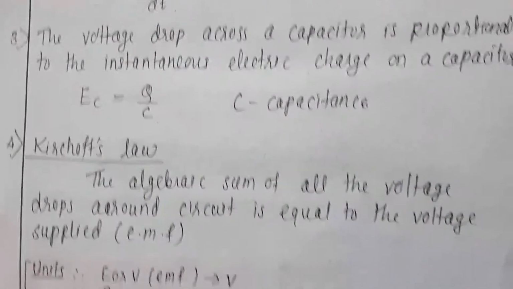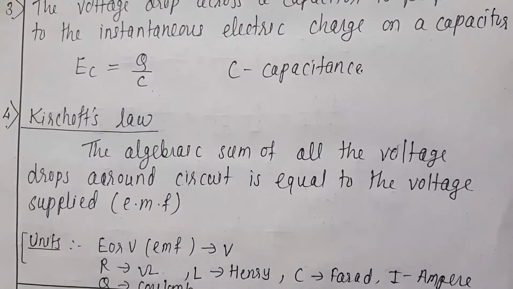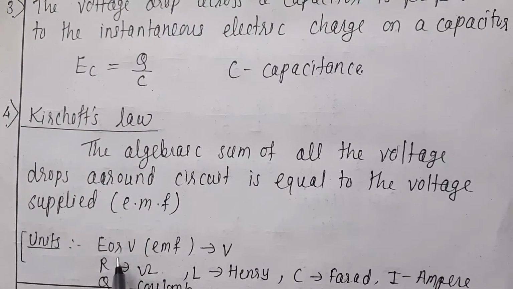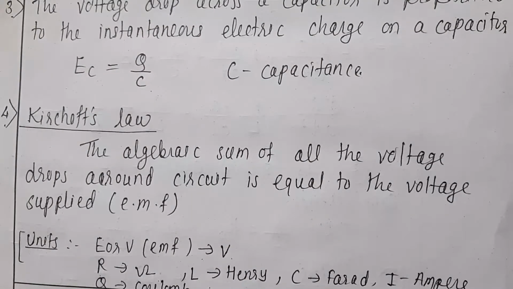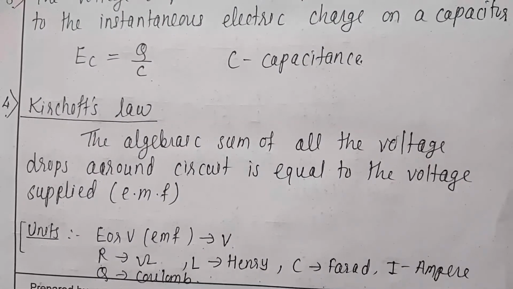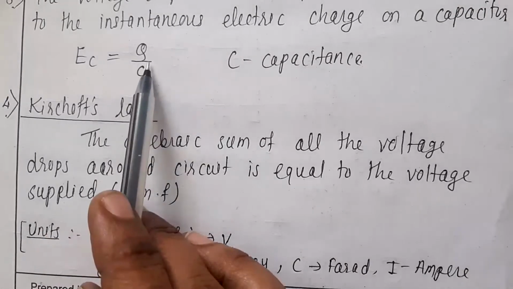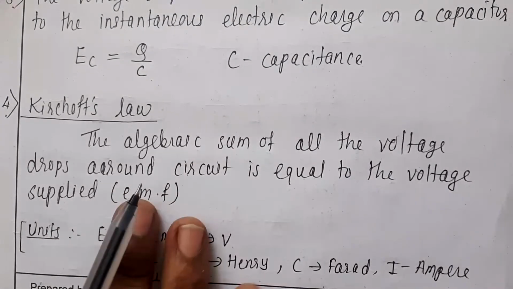and this is nothing but Kirchhoff's law. Now what are the units? EMF unit is volt, resistance unit is ohm, inductance unit is Henry, capacitance unit is farad, current unit is ampere, and charge unit is coulomb. Sometimes this Q can be written in the form of small q also.